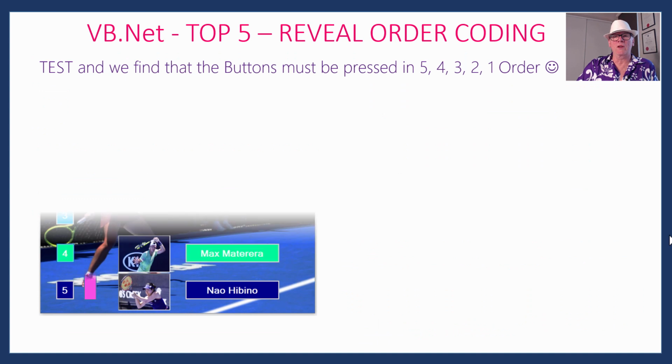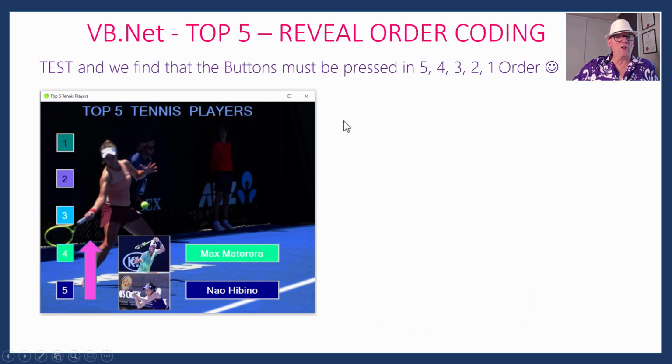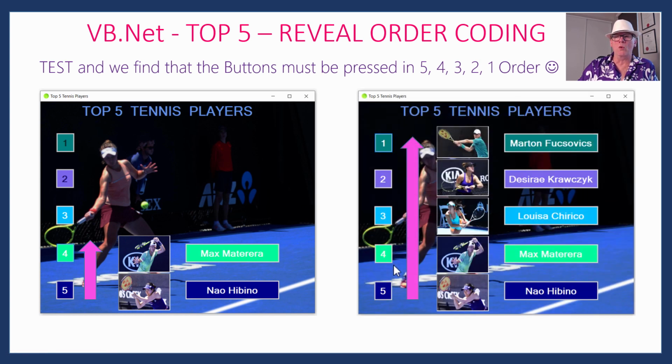So when we test this, we find good news that we cannot click buttons 1, 2, and 3 here. We had to click 5, and then we had to click 4, and one by one they're getting revealed from the 5th one all the way up to number 1, where we get to Marton, my favorite player.